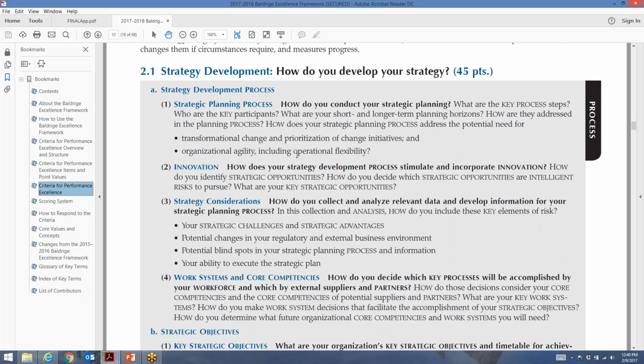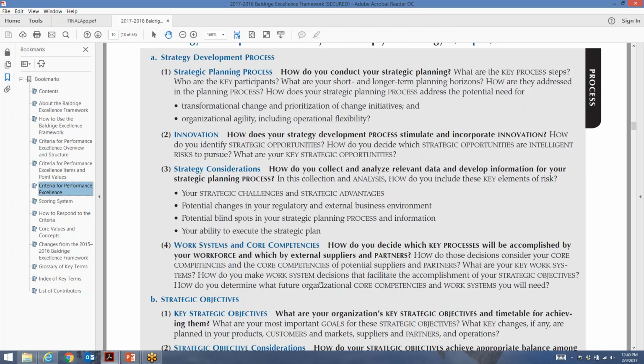So if you're wanting to get to the 70 to 85 range, you're probably going to need to speak to these multiple levels. You're coming back through and looking at your writing and asking, did I talk about changes in the regulatory and external business environment? Did I talk about blind spots? Did I talk about all these things? Now, you don't have to address all of them. They're not all that important to you. But you want to get to that level of detail in your writing when you're talking about approach, okay?